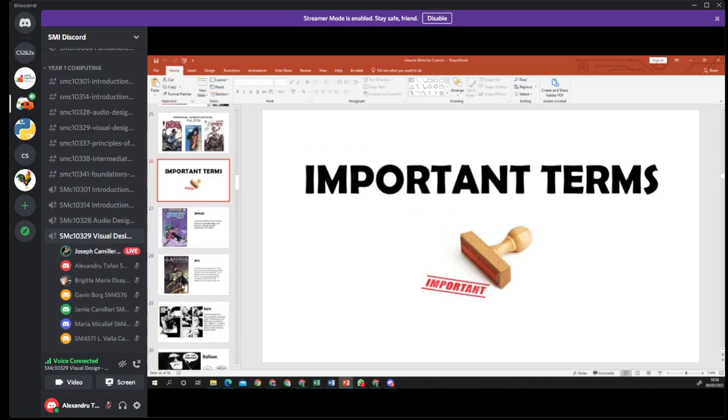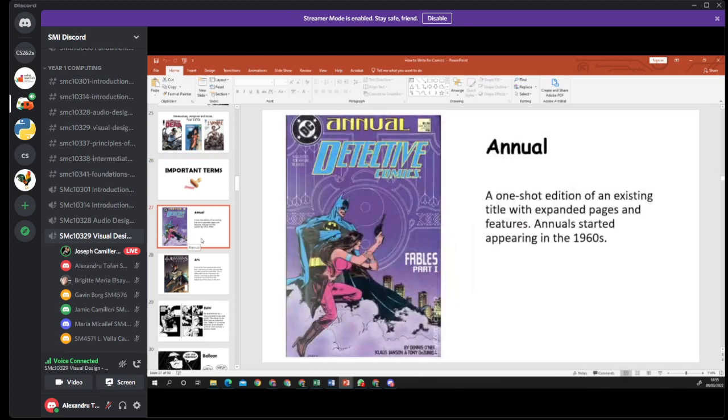The next part of this presentation, we're going to be discussing some important terms. I'm going to give you a brief explanation of each. I'm going to start with the annual, which is basically a comic which comes out once a year. Usually it would tackle a particular story, which would then be expounded upon by shorter comics throughout the year.